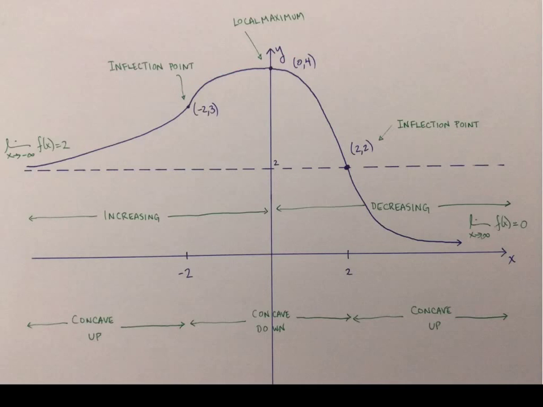Whereas down here, let's look down in this region, if I were to draw a tangent line, that tangent line would be below the curve. That tells you that it's concave up.